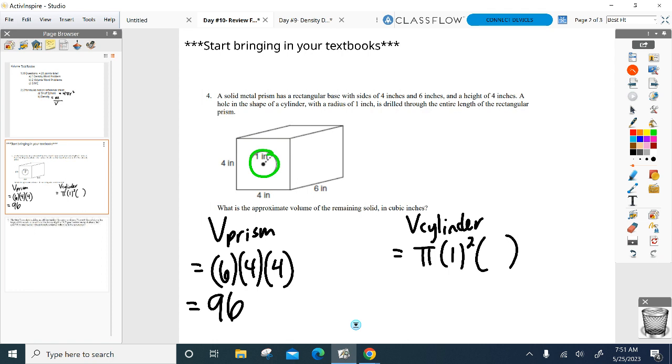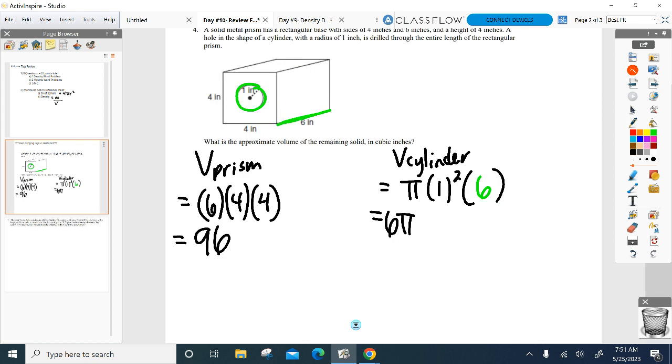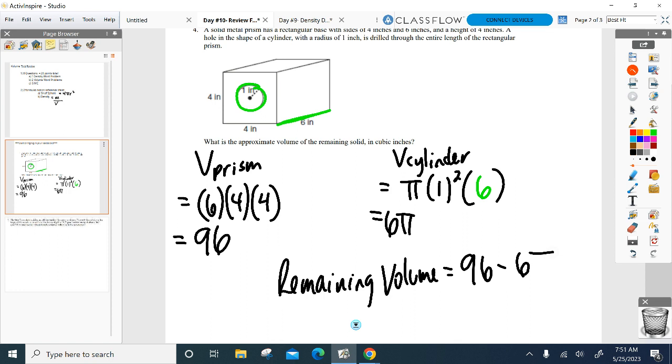Here's your part of the cylinder, right? The other base is in the back. 6. Remember, this edge is going to connect them. It's the edge that connects the bases, so it's going to be 6. So it's going to be 6 pi. So remaining volume, we're going to have 96 minus 6 pi.